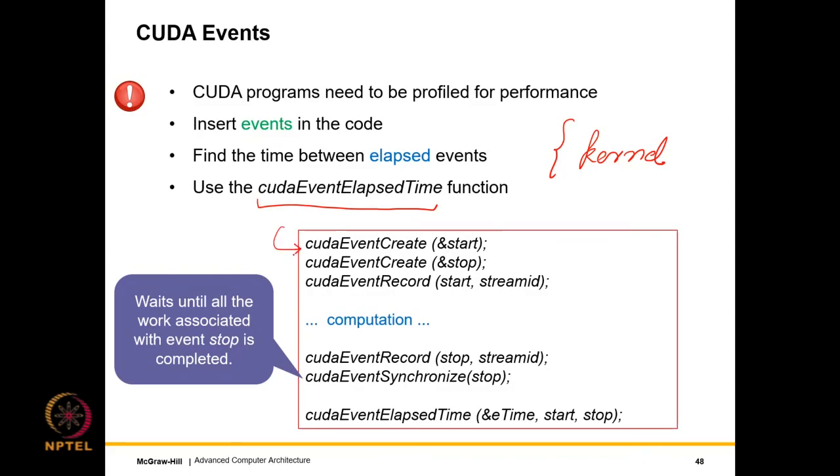Let's say we have this function CUDA event create, where the start event is created. Similarly, we create another event called stop. We create these two events, start and stop, and we pass their pointers. We start recording, so we start the timer for the start event, and of course this can be associated with the stream ID. For that stream, we start recording. The computation keeps going. Then we record one more event, called stop, again for that stream ID.